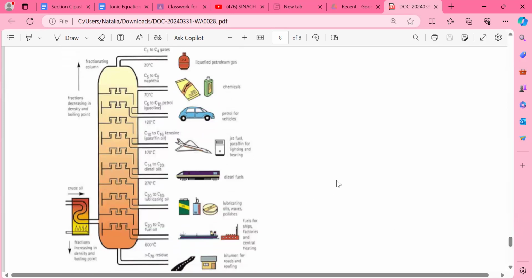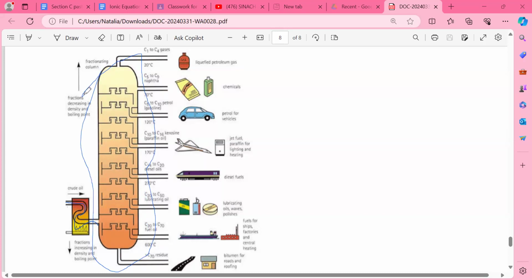Now, in this process, crude oil is heated right here, and it's heated to 400 degrees Celsius. When we heat crude oil, most of it vaporizes, right? So the vapors are going to enter this device here, known as the fractionating column.